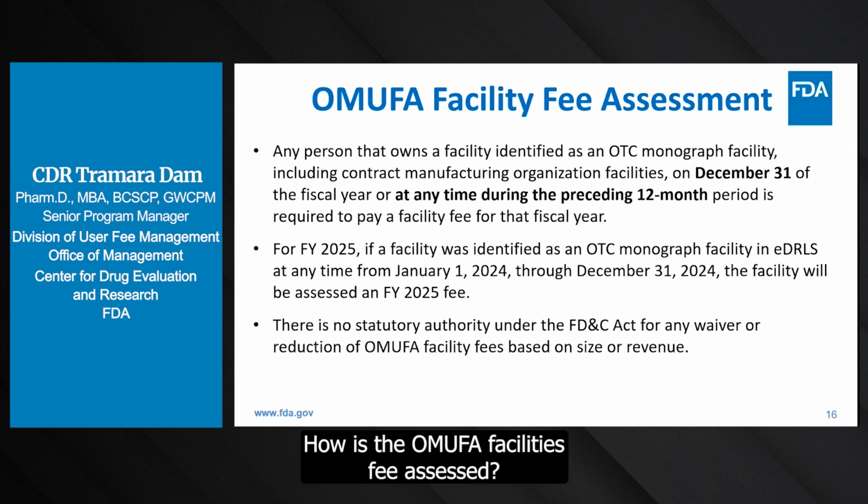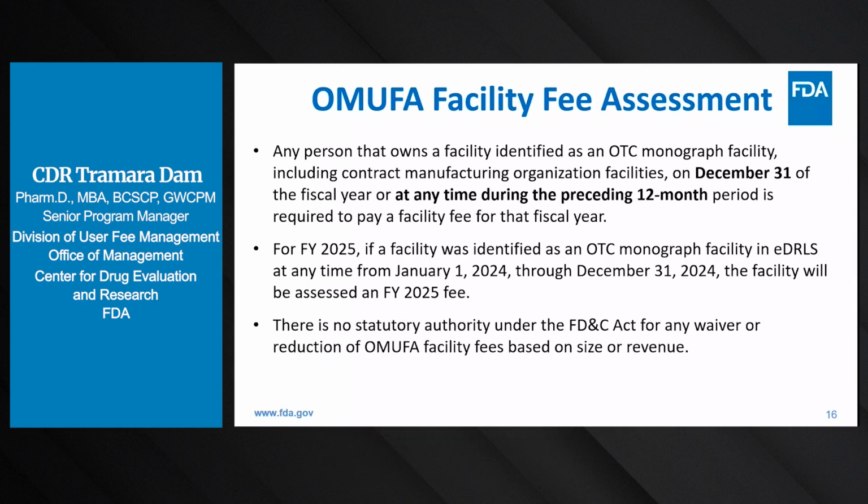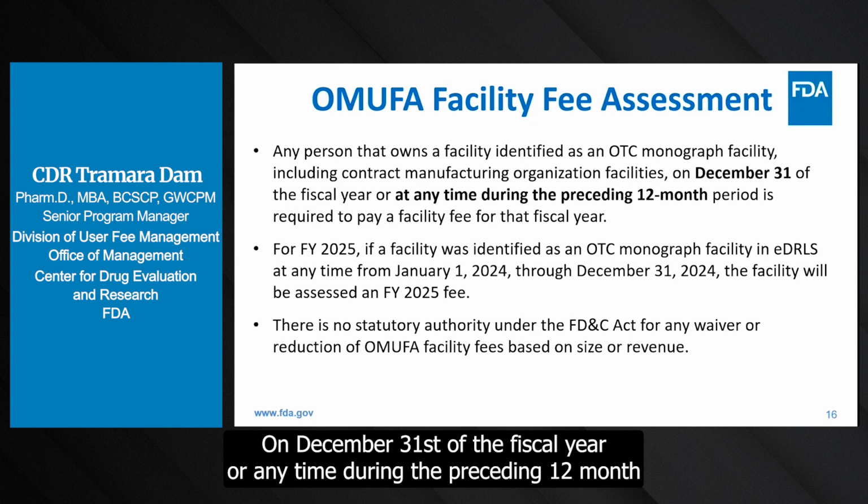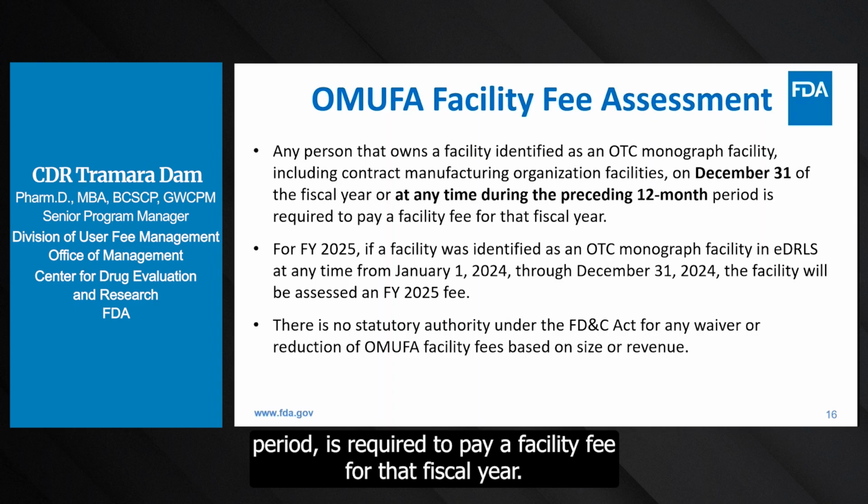How is the OMUFA facility fee assessed? Under Section 744M(a) of the FD&C Act, each person that owns a facility identified as an MDF, including CMOs, on December 31st of the fiscal year or any time during the preceding 12-month period is required to pay a facility fee for that fiscal year.